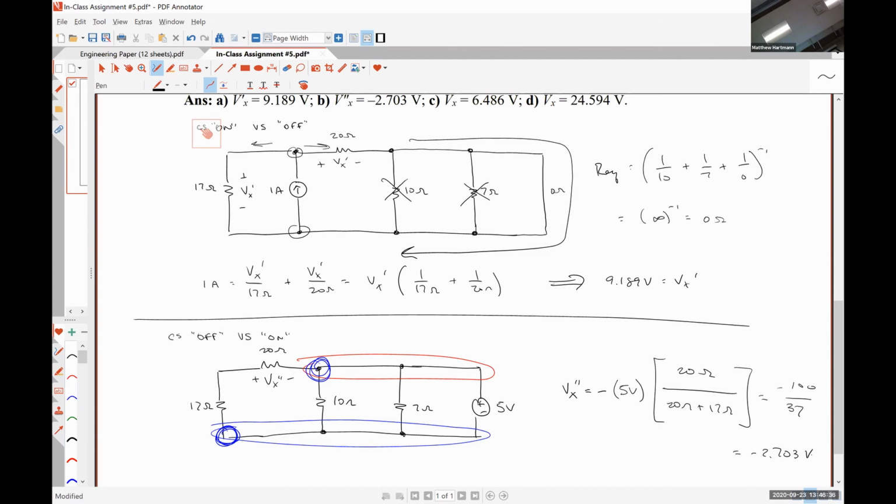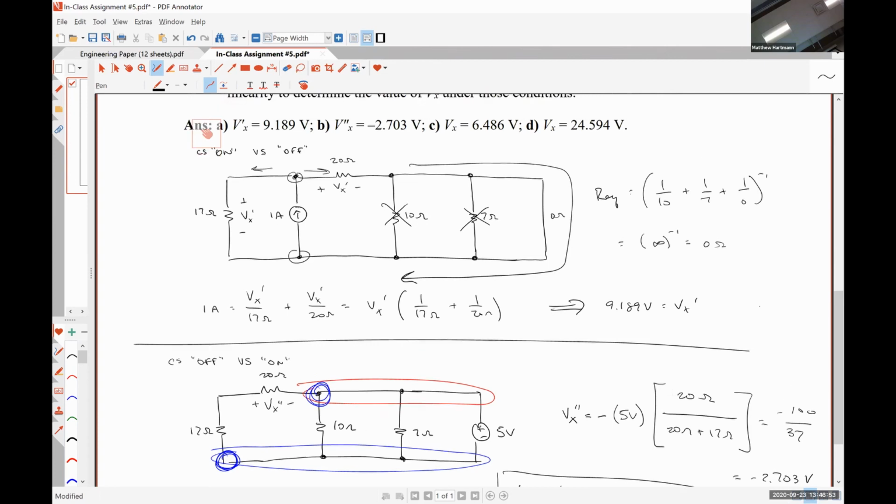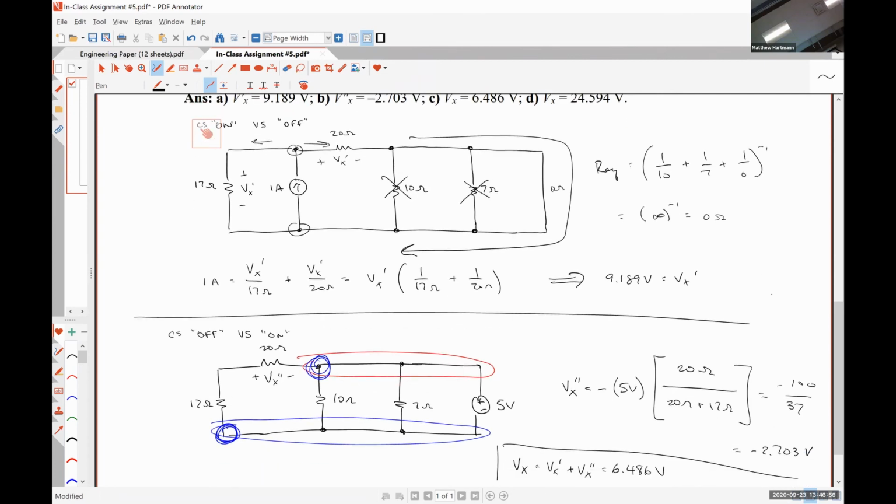You add them together. It's that simple. So Vx is simply Vx prime plus Vx double prime, which in this case turns out to be 6.486 volts. Now part D is really just kind of a word problem, and we're not going to use any more circuit analysis for it either.